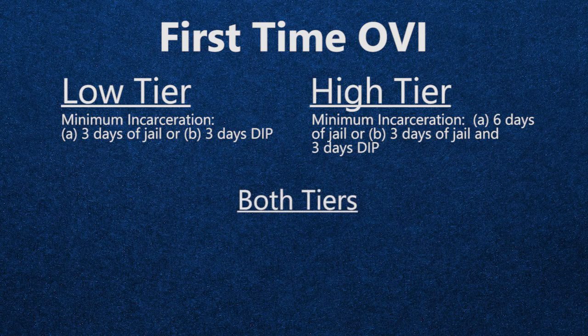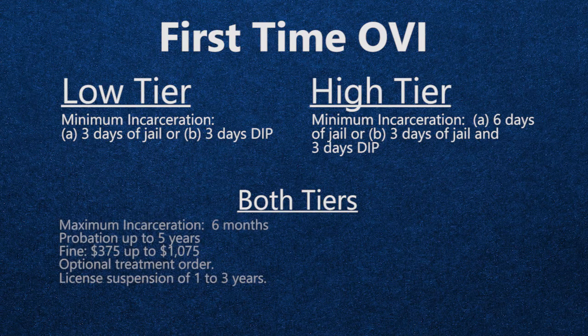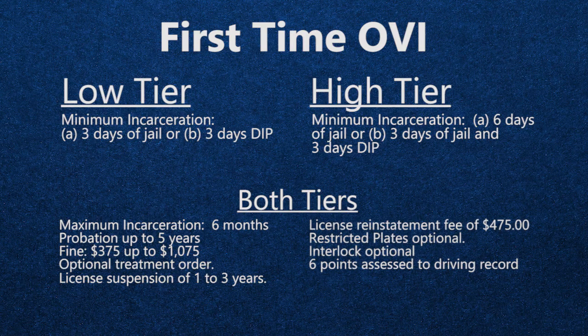Whether low or high tier, the court may impose incarceration up to 6 months, probation up to 5 years, a chemical dependency evaluation and treatment, restricted license plates, and an interlock system. Additionally, you will also face a license suspension of 1 to 3 years, resulting in a license reinstatement fee and 6 points to your driver's record.